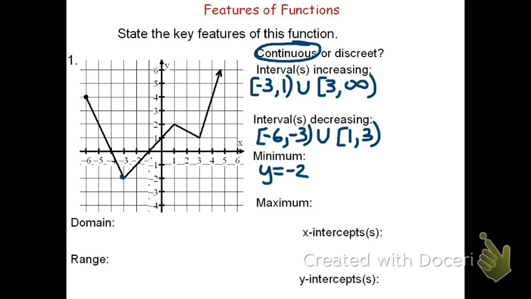For the maximum, this graph has an arrow heading up. This tells me this graph will forever head up. Therefore, it cannot have a maximum. It'll approach infinity, but will never make it there. So therefore, when we write the answer, we'll say there is no maximum.